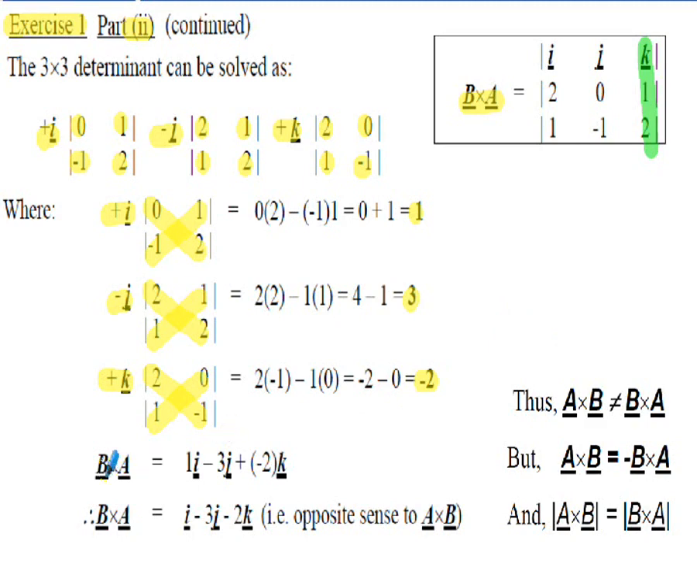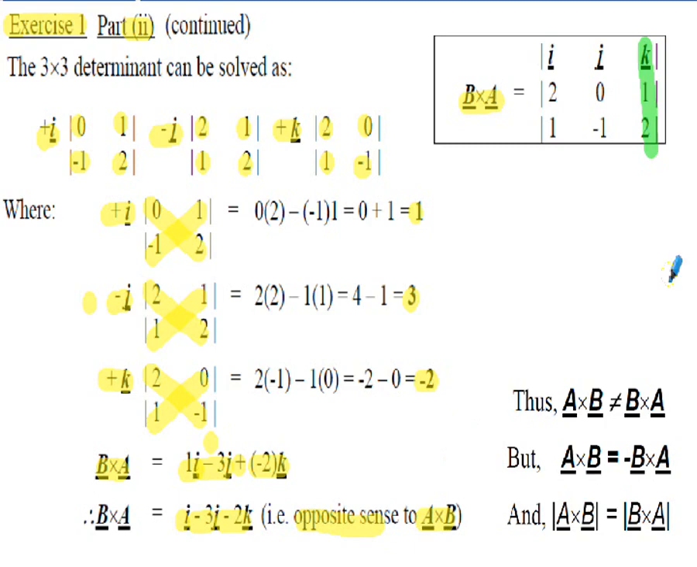Bringing the terms together, B cross A can be written as 1i minus 3j plus the minus 2k. Don't forget we've carried the negative j through to here, as always. Just rewriting that, I get i minus 3j minus 2k. What we notice is that the B cross A vector product is of the opposite sense to the A cross B vector product we found previously.